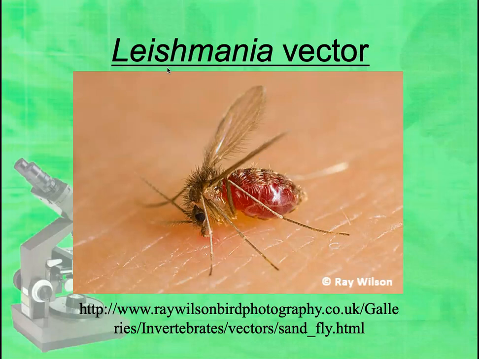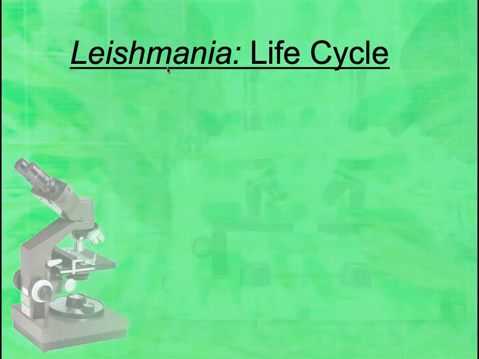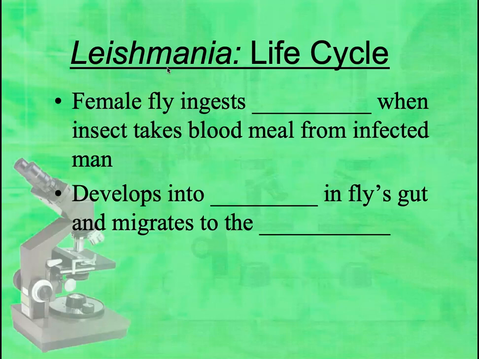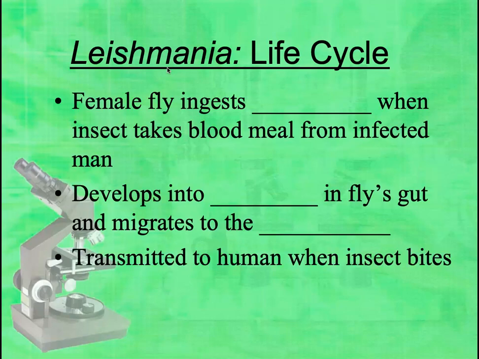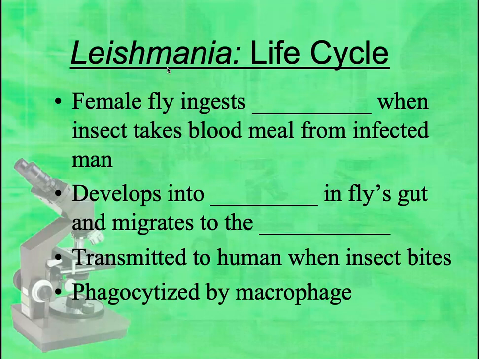This is a nice up close and personal picture of the sandfly. So let's talk through it again. The female fly ingests which stage? Which stage is infective for the fly? Remember, it's the amastigote, when the insect takes a blood meal from an infected human.